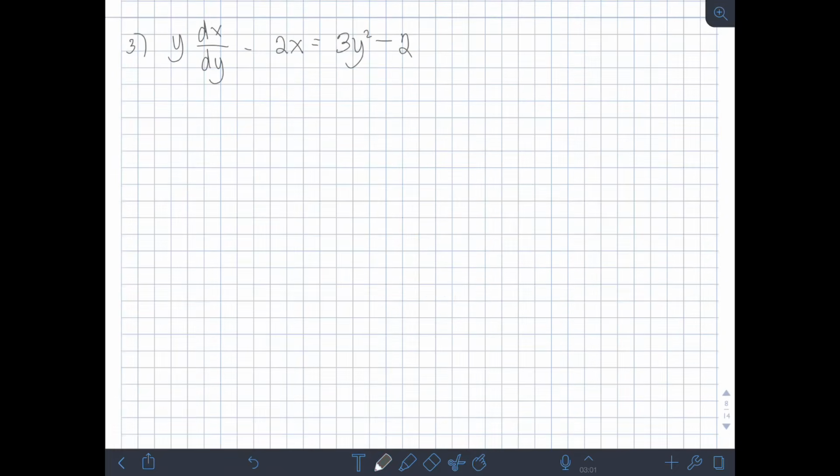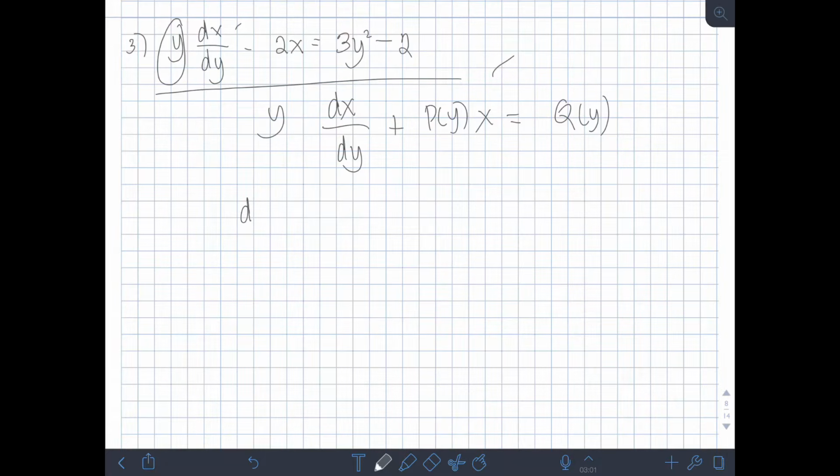Okay? Next, we have y dx over dy minus 2x is equal to 3y squared minus 2. Okay, so, obviously, it can take the form dx over dy plus p of y x is equal to q of y. Kasi yung dependent variable natin dito ay x kasi dx over dy ang given. Pero transform pa natin into this form kasi may nakamultiply pang y doon sa dx over dy. So divide natin both sides by y. We have dx over dy minus 2x over y equals 3y squared minus 2 over y.